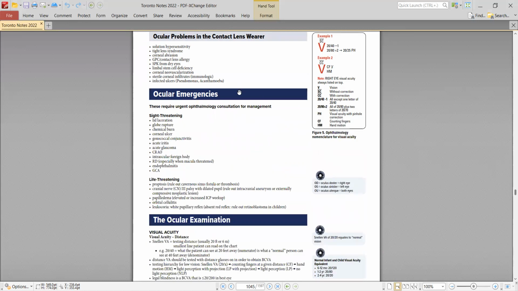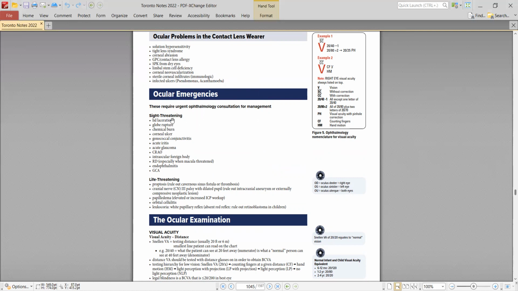Serious ocular emergencies. So, what are the conditions which require urgent ophthalmological consultation? We should know the ocular emergencies, because this is the first priority, and we should never ignore these things when there is a sight-threatening or life-threatening condition. Sight-threatening means the patient can become blind if we don't treat immediately.